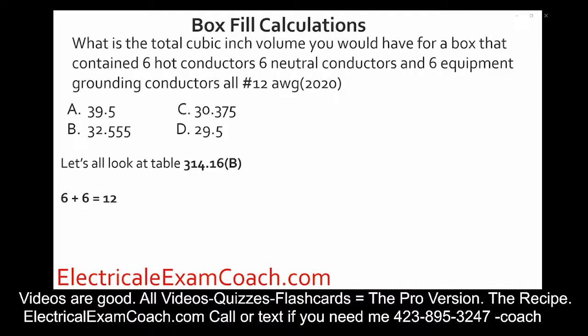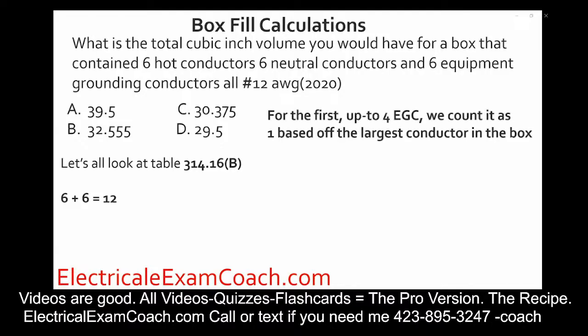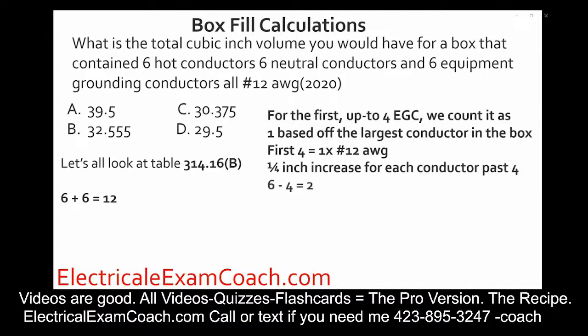Now we have to deal with the equipment grounding conductors. For the first 4, it's going to count as 1. So we need to figure out how many we are past 4. We have 6 total minus that 4. That means we are 2 past 4. For each one of those, it's going to be a 1/4 inch increase. Take 2 multiplied by 0.25, that equals 0.50. Then we have our 1 original, then we have 0.50 add-on, so that gives us 1.50 grounds.